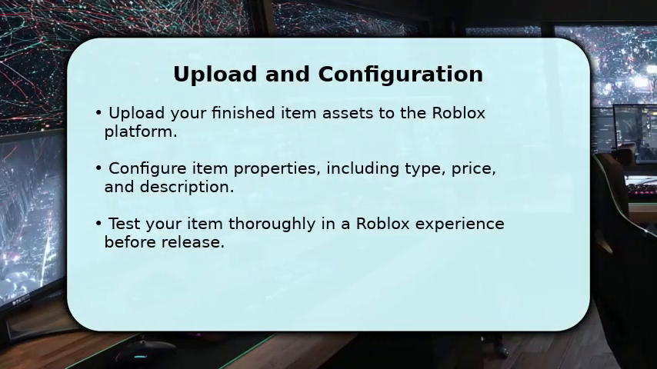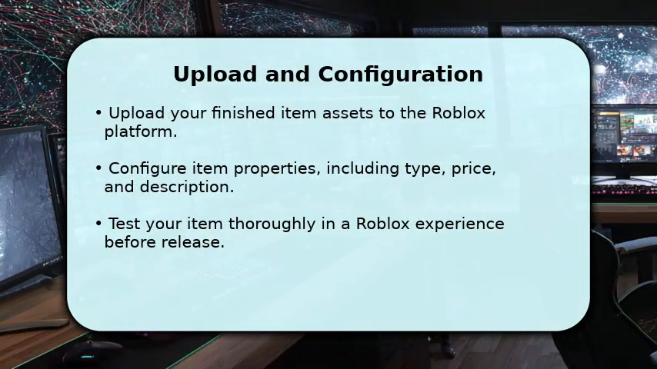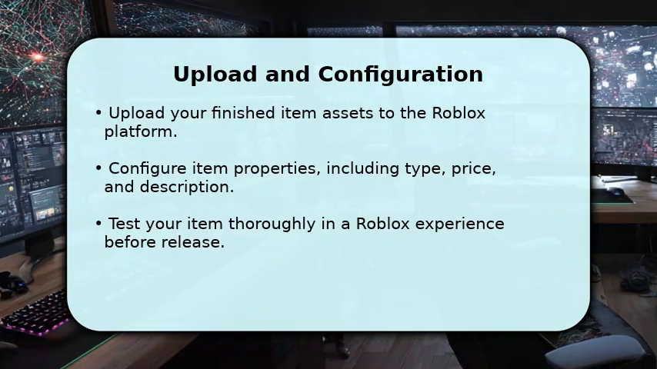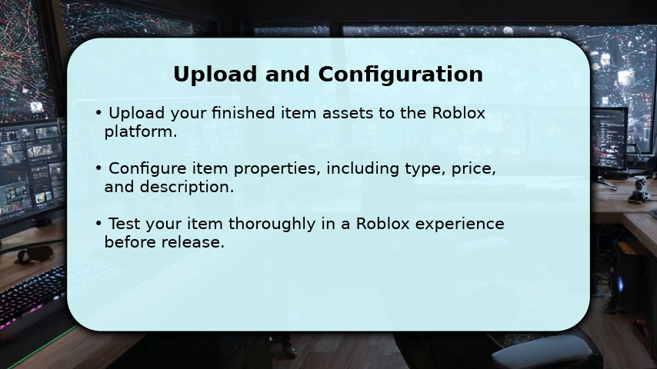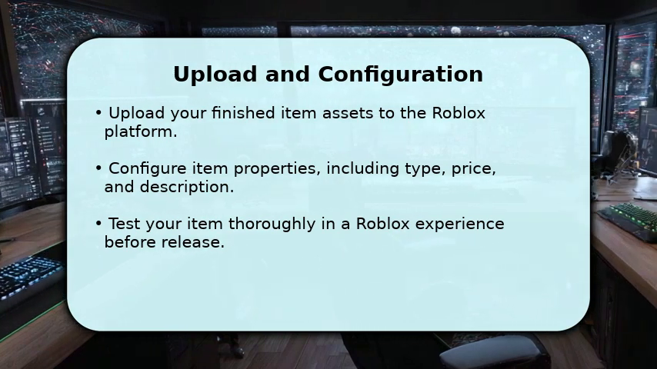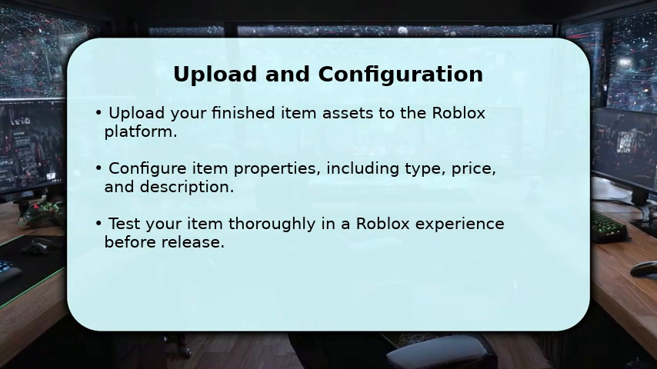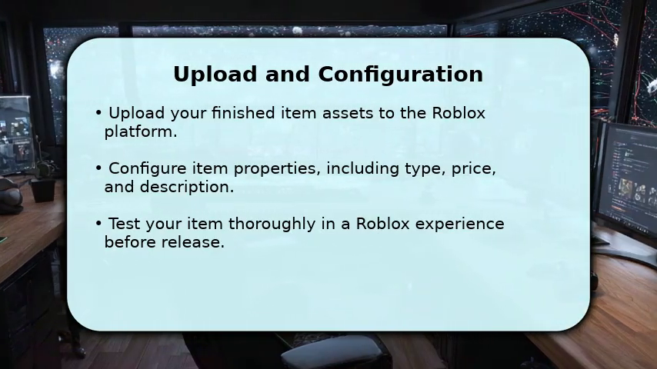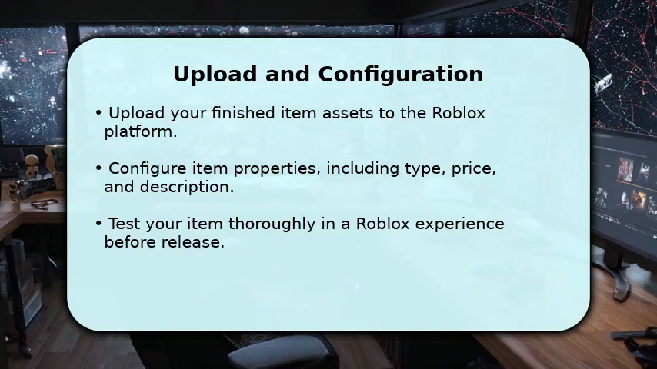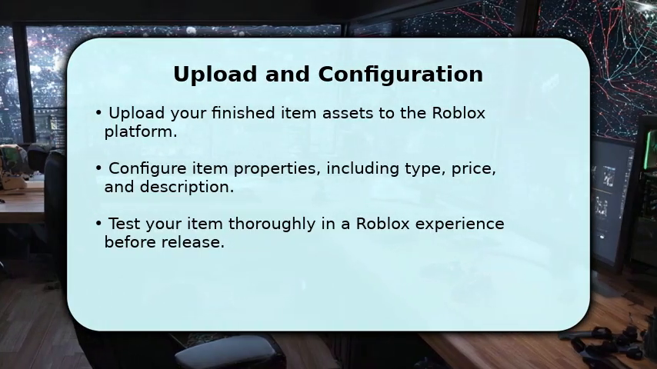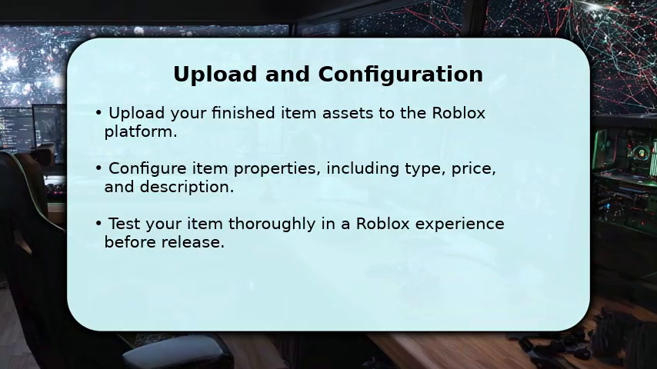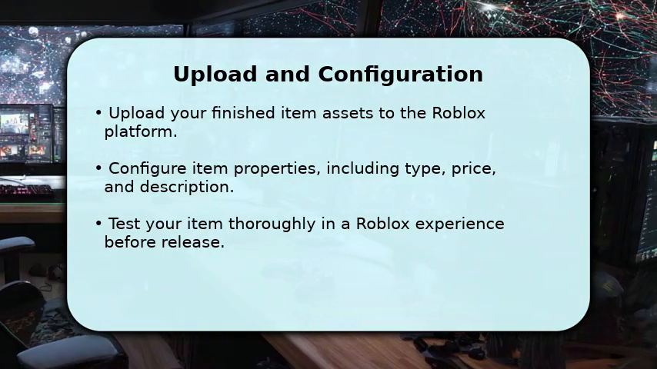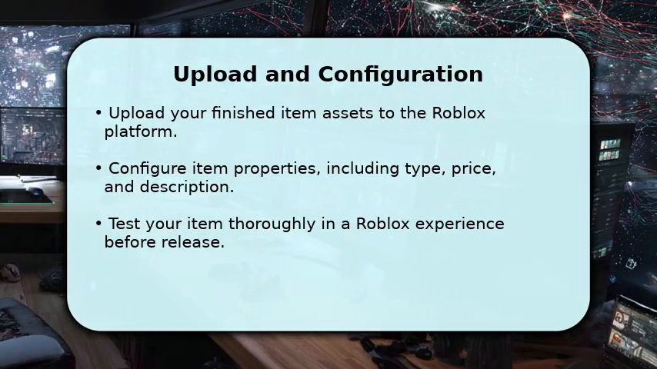Finally, we reach the upload and configuration stage. After your item is modeled, textured, and rigged, upload all the necessary assets, such as the mesh and textures, to the Roblox platform. You'll then configure its properties, setting the item type, a suitable price in Robux, and a compelling description. Before making it available to the public, thoroughly test your item within a Roblox experience to check for any visual glitches or animation issues. This ensures a high-quality product for players.